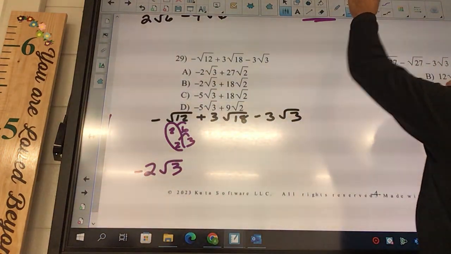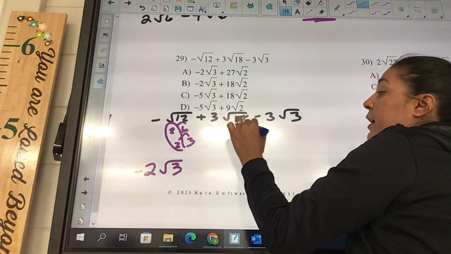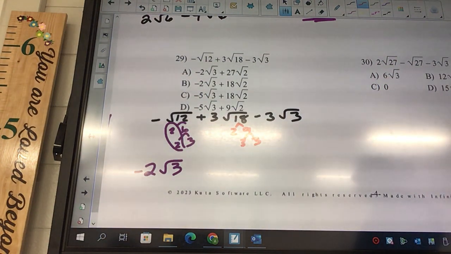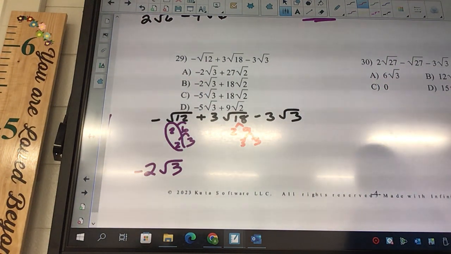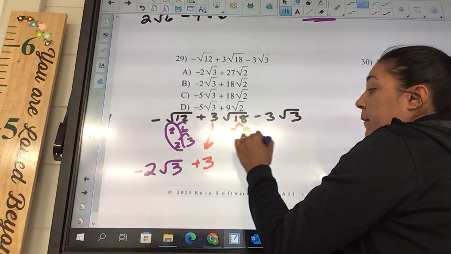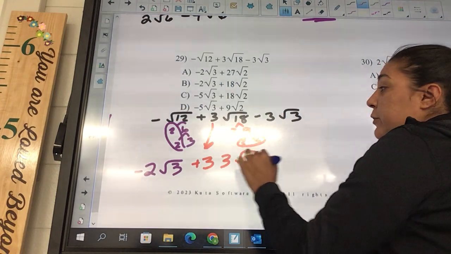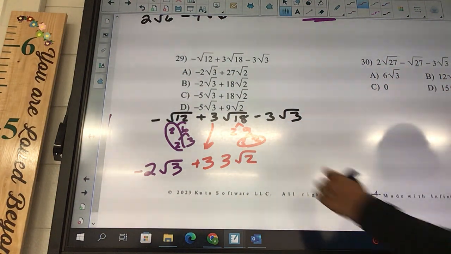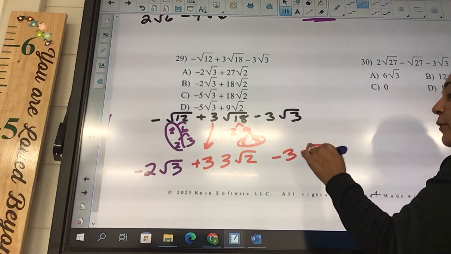Okay, for the 18, we got 2, 9, 3, 3. What is that radical going to become? 3, 2, and there's already a 3 here. So it's going to be plus 3 times 3 square root 2. Okay, can that guy be simplified? No. So minus 3 square root 3.